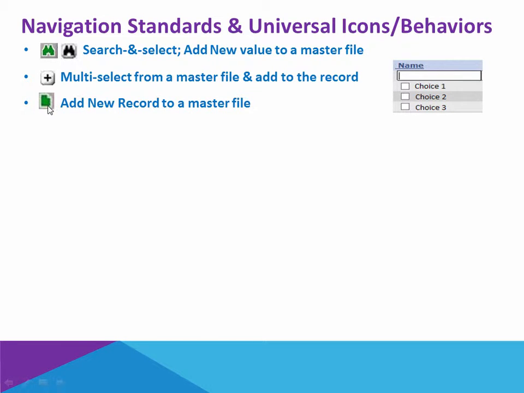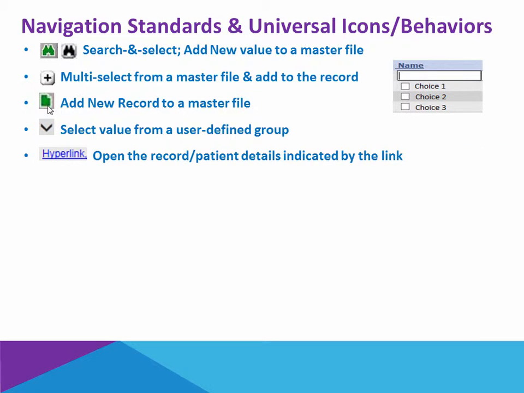You also will see the add new record, which will allow you to create a new record to the underlying master file, such as on patient register, when you need to create a brand new patient. Another common icon you will see will be the drop-down pick list. And this is indicative of a user-defined group. Now, master files and groups are all user-defined, but they're stored differently under the configuration menu.